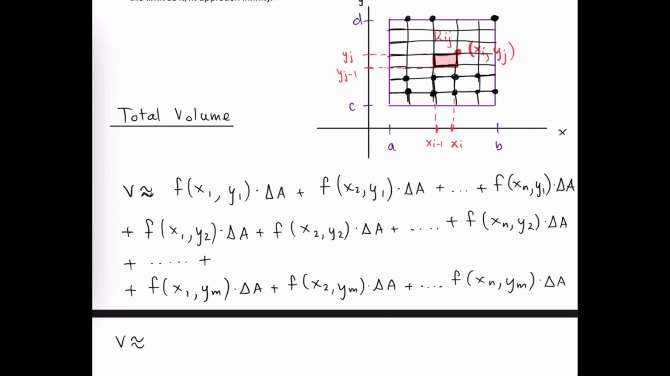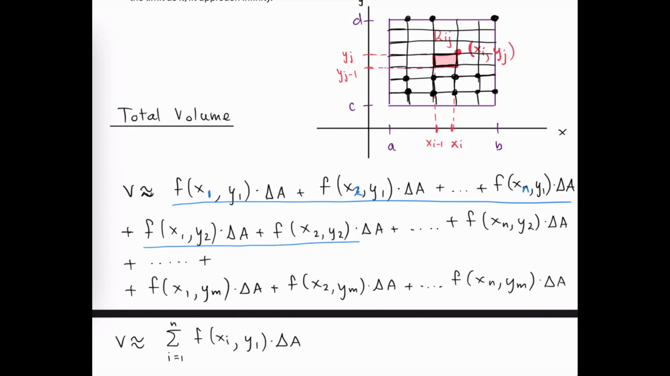Let's try to use some summation notation to simplify this. And we'll start by looking at each of these individual rows. So the pattern for the first row is that the subscript on the x is the thing that ticks away. So we'll say our first row is the sum as i goes from 1 to n of f at x sub i, but all the y values are y sub 1 in that row, times delta A. So that's our row 1 summarized using summation notation.